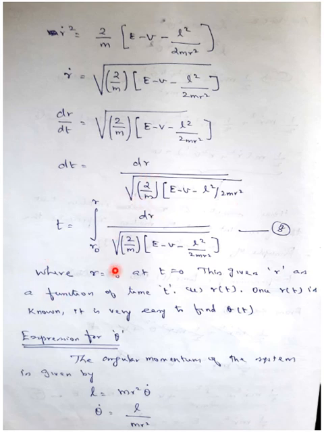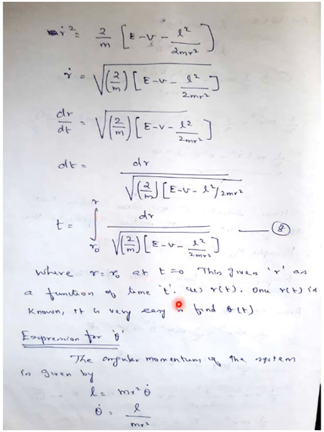This gives r as a function of time. Now, this gives r as a function of time, that is, r of t. Once r of t is known, it is very easy to find out the value of theta of t. This is a simple derivation.